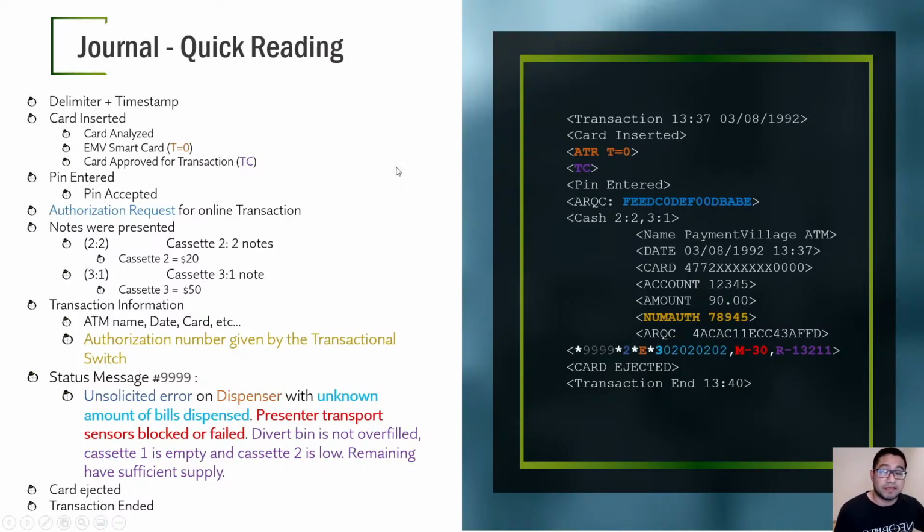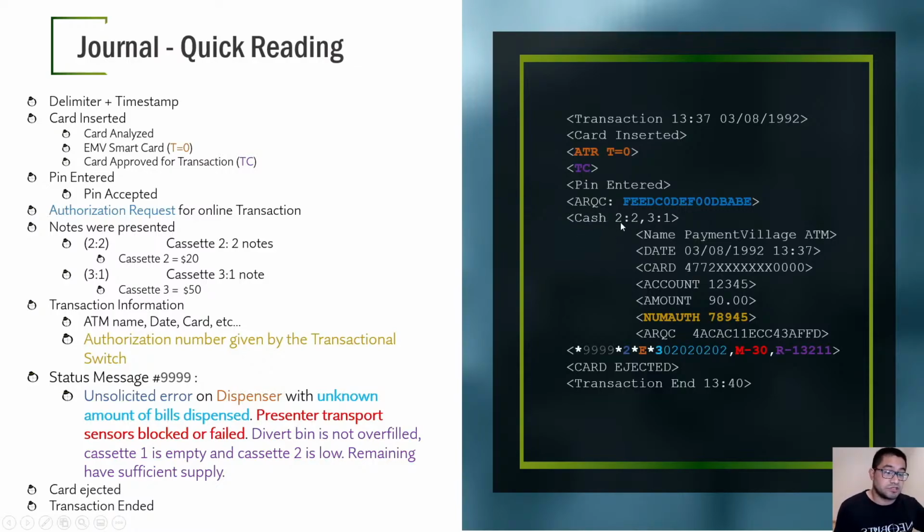Then we will see that the card was inserted. We see T0 and T equal to 0. We know that the card is a smart card. Then we have TC. TC means that the card was approved for the transaction. If we found here, for example, AAC, we would know that AAC means that the card was rejected. So anything below that until the delimiter we would not be interested in, because we know that the card was not accepted for the transaction. But we have TC, so we will keep reading.